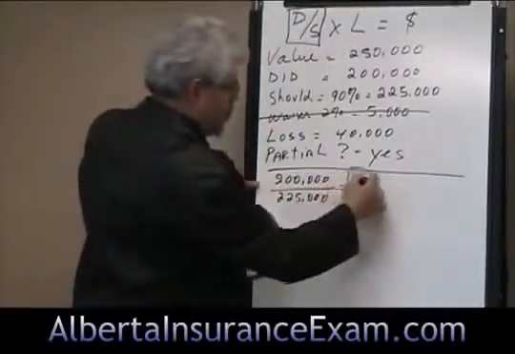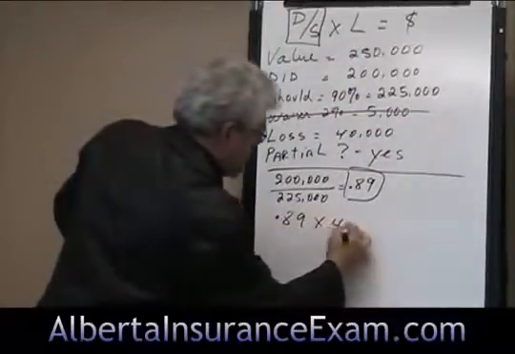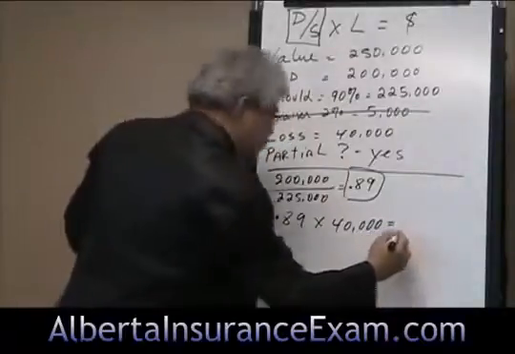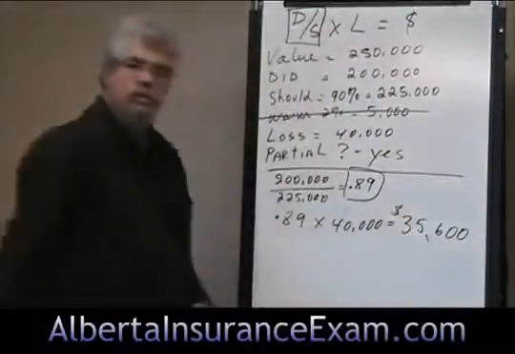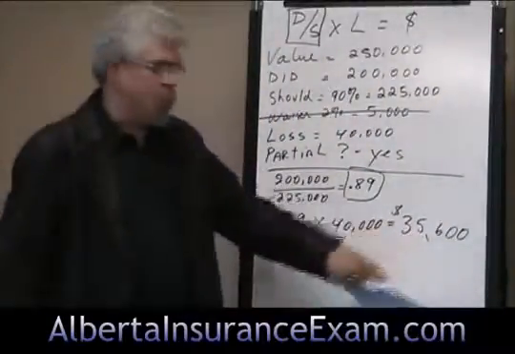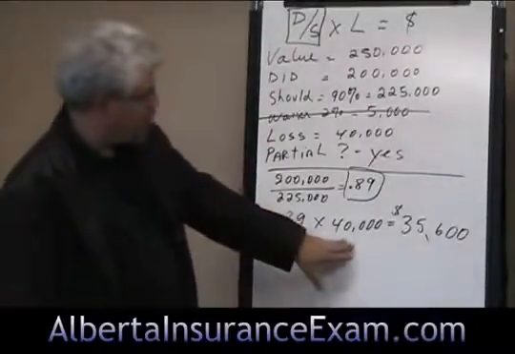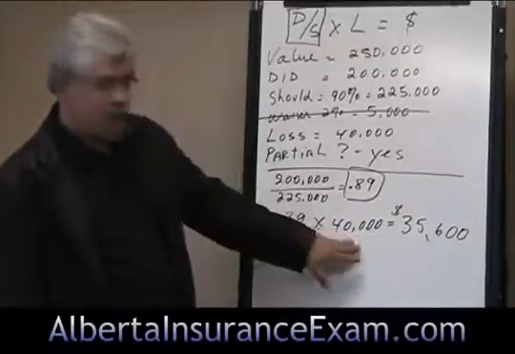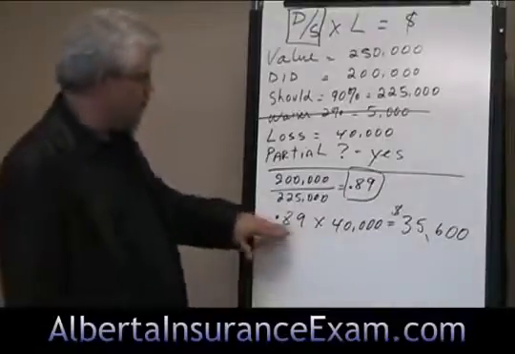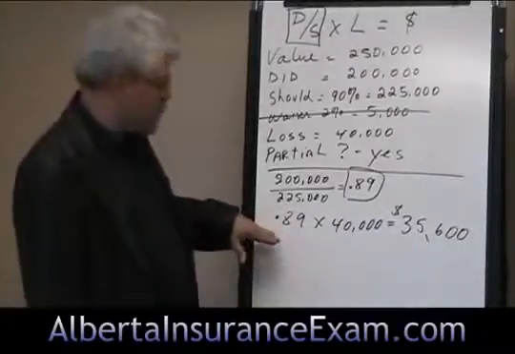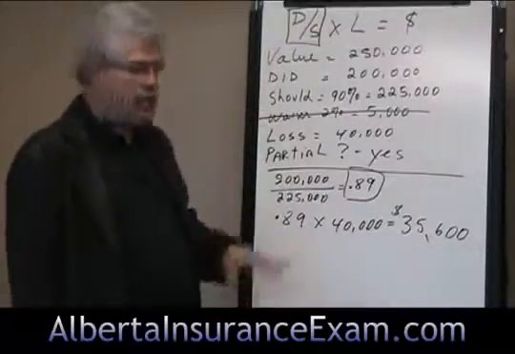Then we multiply by the loss. So 0.89 times the loss of $40,000 gives us the answer, $35,600. That's how much the settlement would be. Because they co-insured, they're responsible for the difference between that amount and the loss. That's the percentage. That's what coinsurance is. The insurer says you are co-insuring, you're taking on the responsibility for 11% because you didn't buy quite enough insurance. That's what coinsurance is all about.